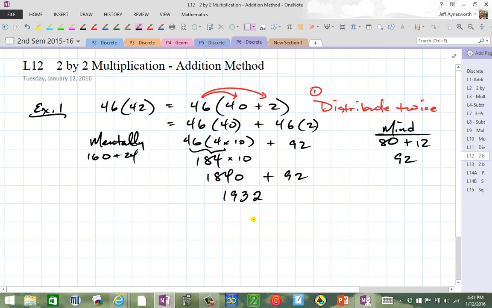Now I know this seems like a lot of steps to do in your head. However, when you get good at this, you're going to bypass a lot of this because I usually go from here, this right here. I do this part in my mind, and I go right to here.